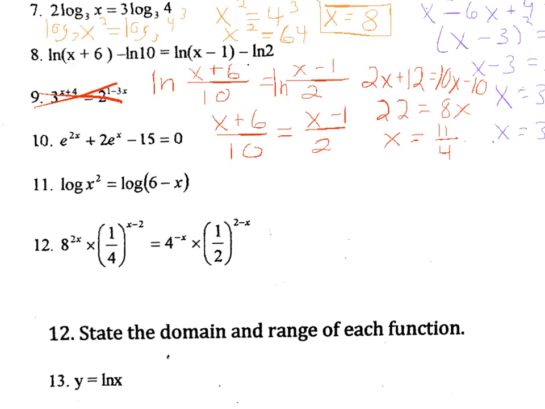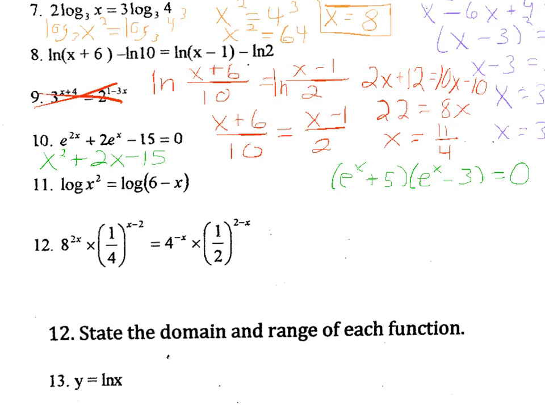Actually, I can do number 10. So for number 10, we want to think about this as factoring the polynomial x squared plus 2x minus 15, since it's in the same pattern. Except instead of factoring it with x's, we're going to factor it with e to the x. So we will have e to the x plus 5 times e to the x minus 3 equals 0.